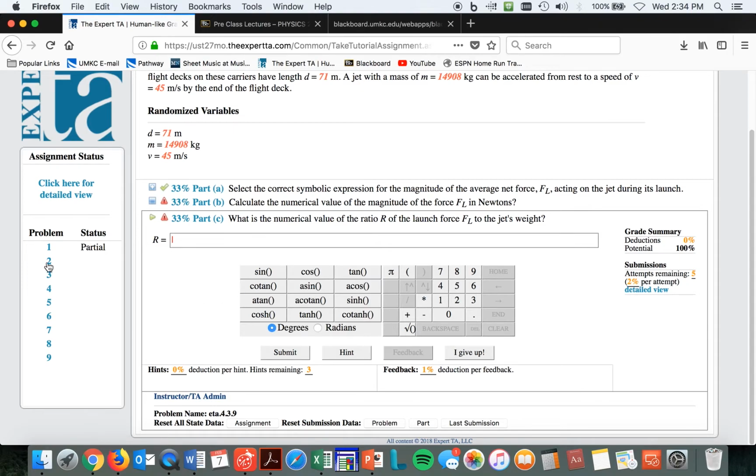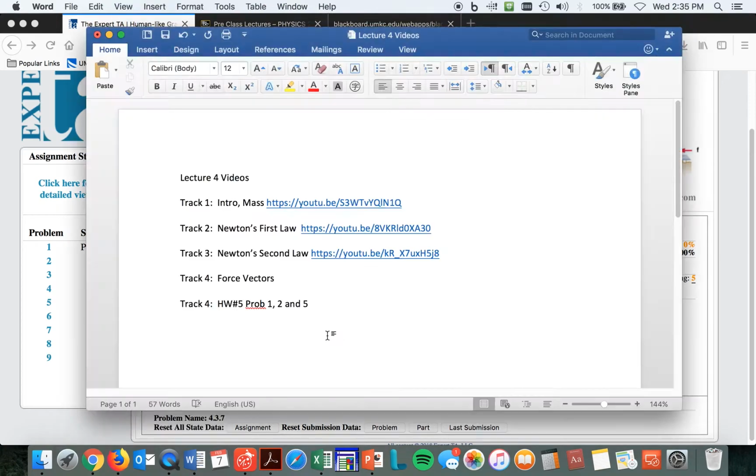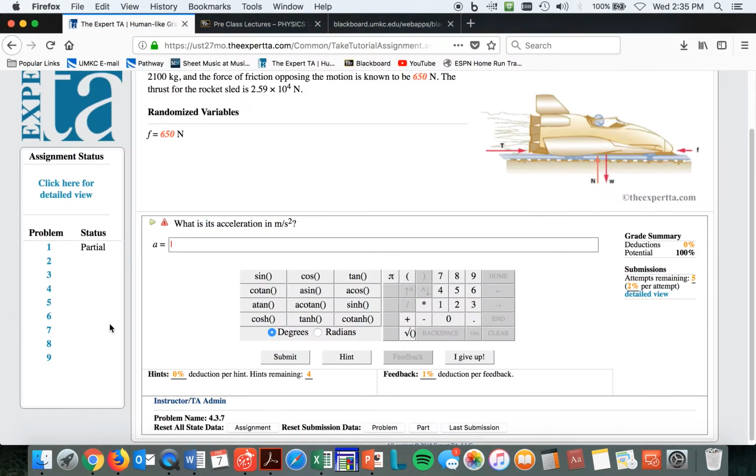All right. So let's look at the next problem. I think it's really straightforward. So let's look at problem 2. What did I say? 1, 2, and 5. Yeah, I said I'd look at 1, 2, and 5. All right. So here's problem number 2.